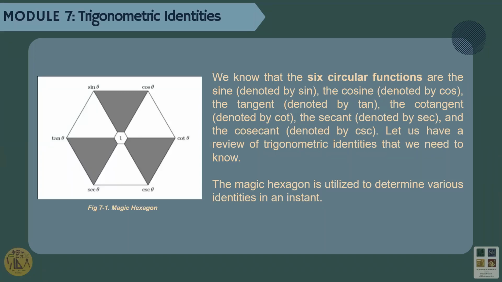Now let us proceed with the trigonometric identities. We know that the six circular functions are the sine, cosine, tangent, cotangent, secant, and cosecant. Now let us have a review of trigonometric identities that we need to know.